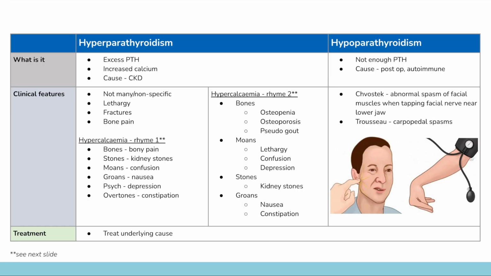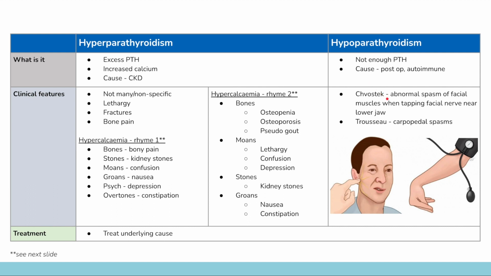Okay, now we want to talk about parathyroid hormones, which can also be increased or decreased. Hyperparathyroidism has excess PTH and increased calcium, and it can be caused particularly by chronic kidney disease. And clinically, there aren't a lot of specific signs or symptoms, but bone pain, fractures, and lethargy are often present. Now, hypoparathyroidism is when you don't have enough parathyroid hormone, and this can be after an operation, such as a thyroid surgery where you accidentally damage the parathyroid glands, or it can be autoimmune.